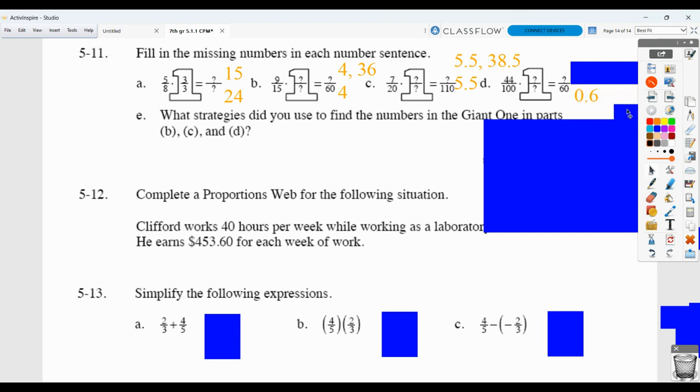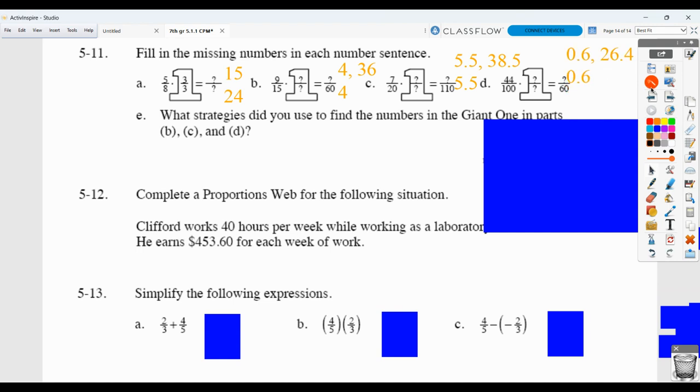It's 0.6, 6 tenths. But you could also have gotten it by taking 60 divided by 100. That would have gotten you that answer if you didn't know it. And then, of course, if that's the bottom for the giant one, it has to be the top for the giant one. 44 times that gives us 26 and 4 tenths, 26.4.